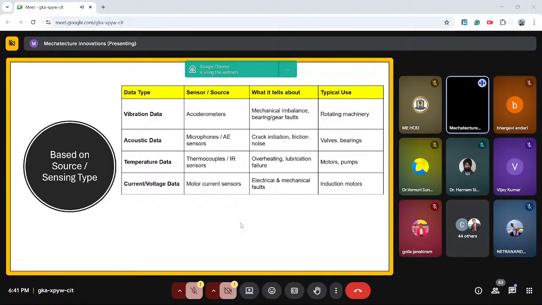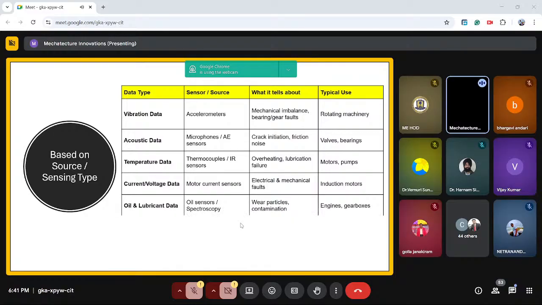Either some software is running which is consuming the battery, or some part is not working, so that a large amount of voltage is utilized. Okay, so this is one example where voltage data is very much important.